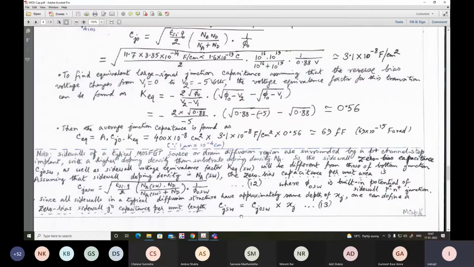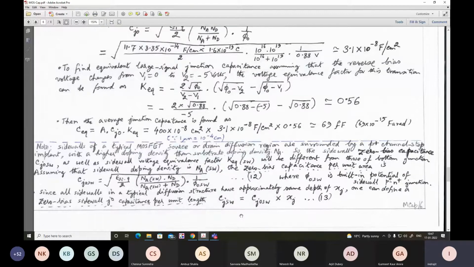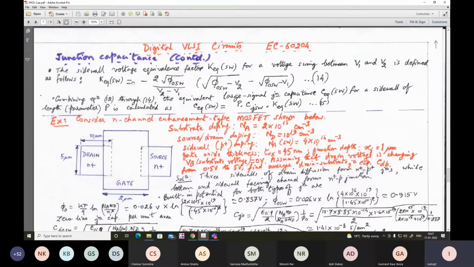Then the sidewall voltage equivalence factor also you need to calculate separately, because it involves the P plus channel stop implant doping density, which is higher than the lightly doped P-type silicon substrate. So the voltage equivalence factor for those three junctions, of which the reverse potential varies from V1 to V2, will be this expression.